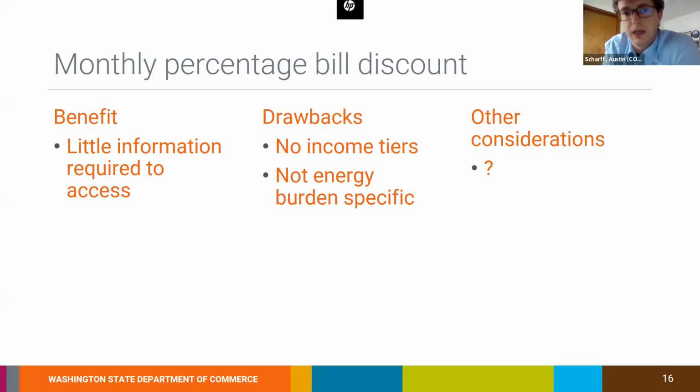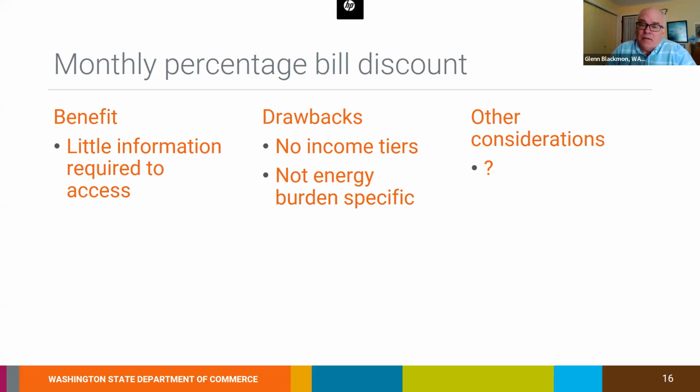And we would not be doing any sort of calculation to determine energy burden and make the discount or amount of assistance based on the household energy burden. It does have little information required to access this program. You would need some energy usage information in the total bill, but that is it for this particular discount. Glenn, is there anything else you'd like to add?